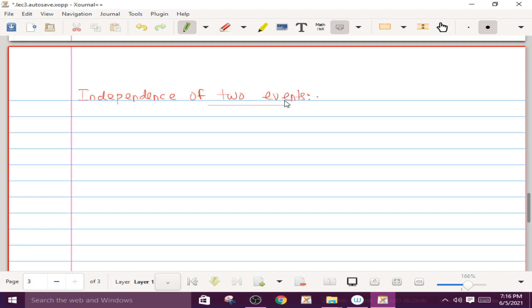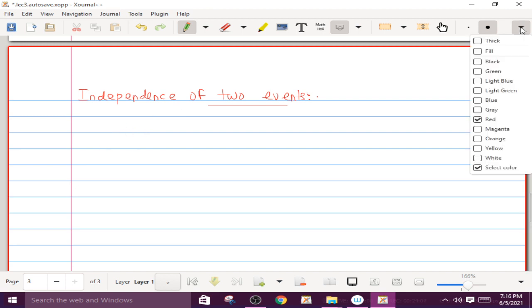Okay, so in mathematical form or in terms of probability, we can say that the probability of occurrence of event is same as the conditional probability of B. Okay, that means the conditional probability and unconditional probability will be same. Okay, so let's see it in terms of mathematical way. Okay, let's see its definition.